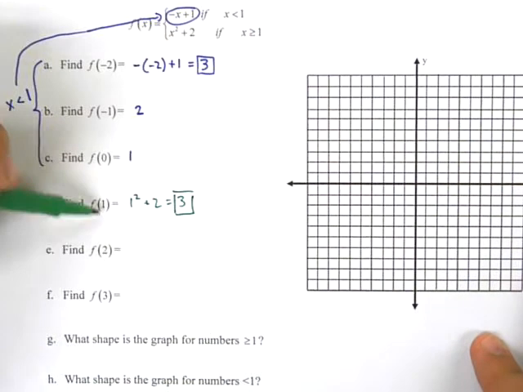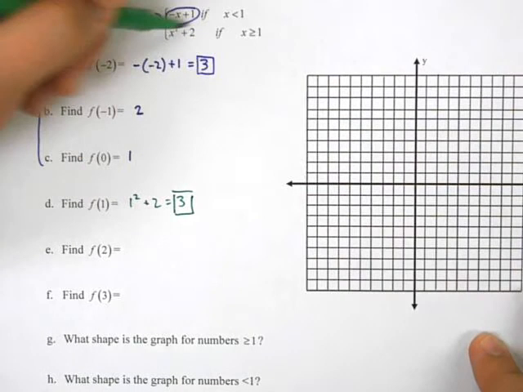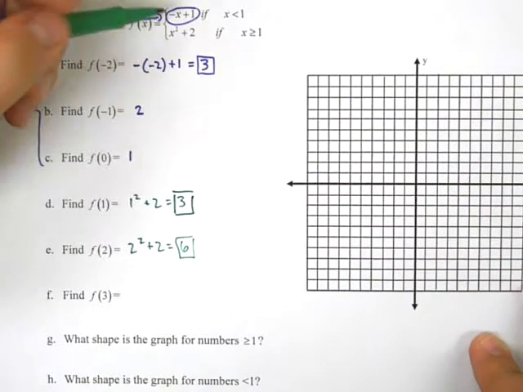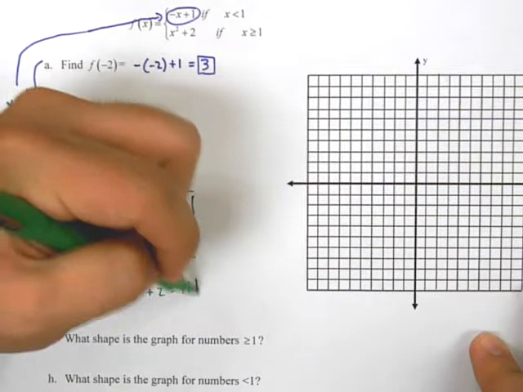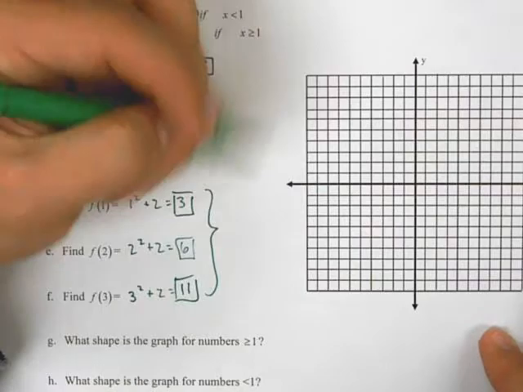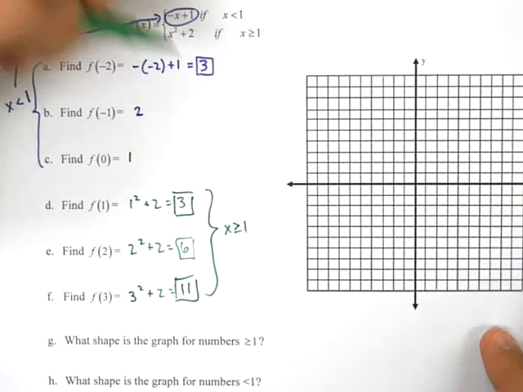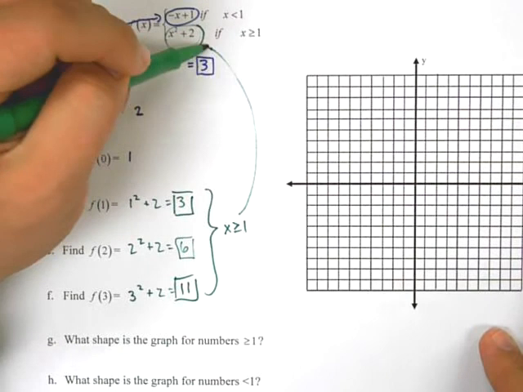And now I know all of these other ones are also going to be greater than 1, so I'm just going to take the second function as well. So 2 squared plus 2 equals 6, or 3 squared plus 2 equals, what is that, 11? 11. All right, so kind of similarly, I said that all of these three were less than 1. Well, all of these are greater than or equal to 1, so they have to take the second piece. Okay?